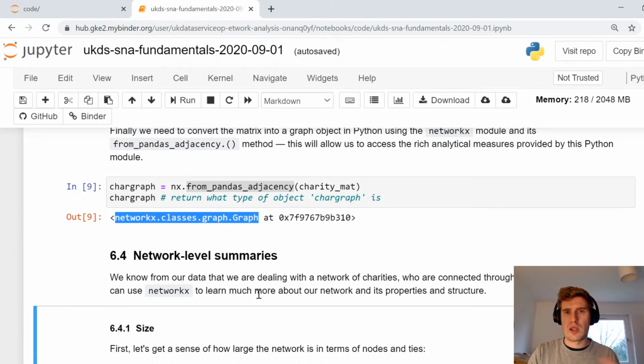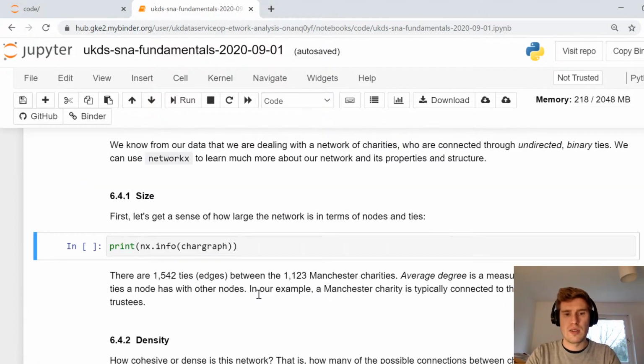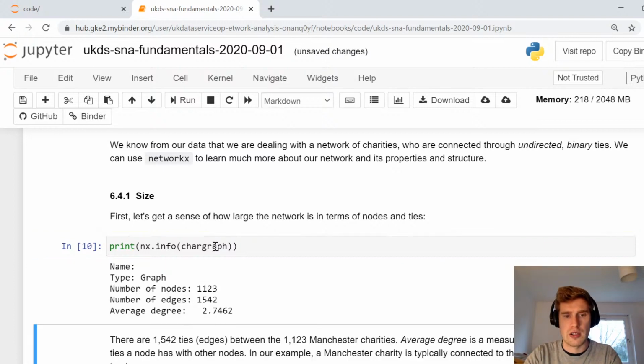We want to go one step further. We want to look at the size of our network. So how many charities are in the network and how many connections between them exist. So a very simple networks method, it's called the .info method. So give me information about this network data here, which I called char graph.